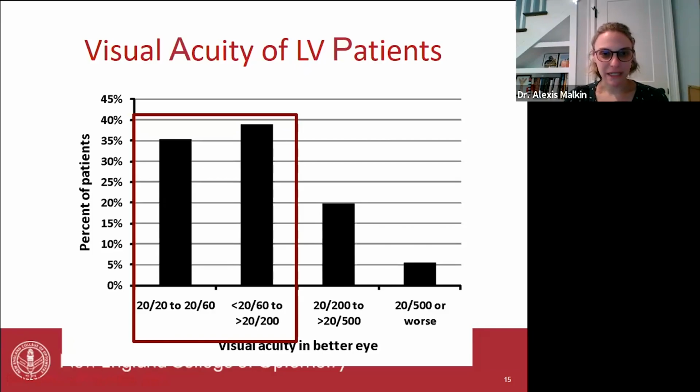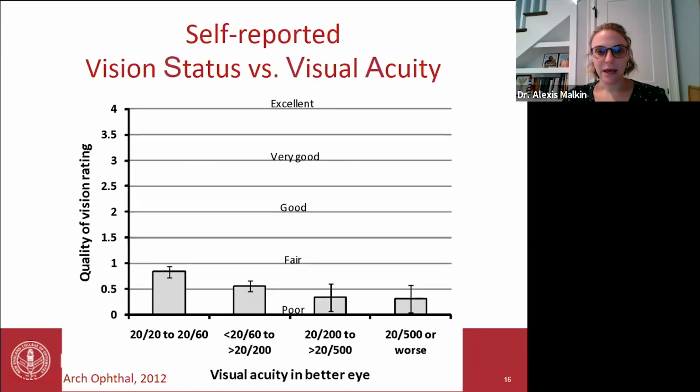In this particular study of who actually presented for services, not who has low vision, about a third were in the 20/20 to 20/60 range. And then another 35 to 40% were in the 20/60 to 20/200. So that covers about 75% of patients who were actually showing up for services. And this is really kind of the answer to what's going on there.